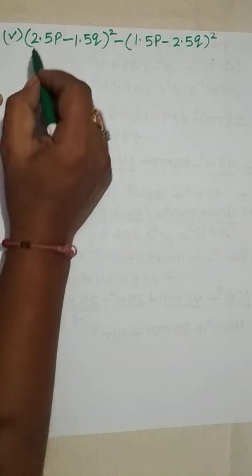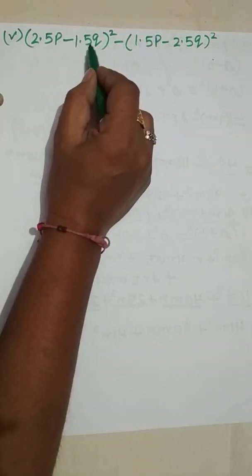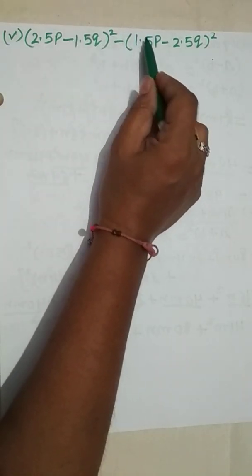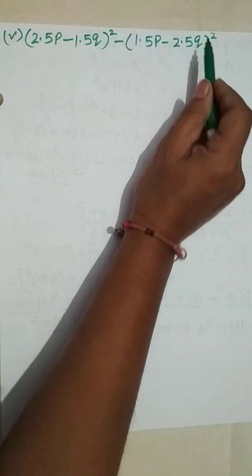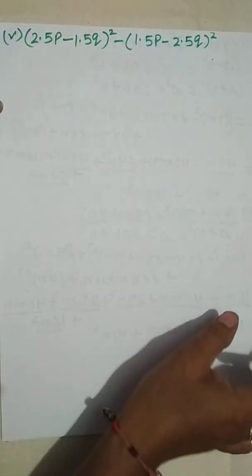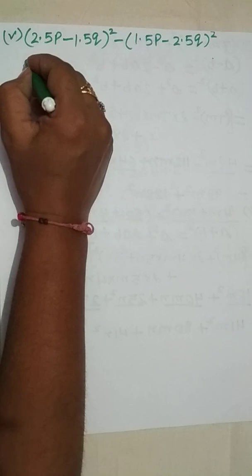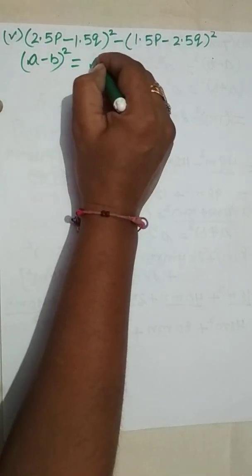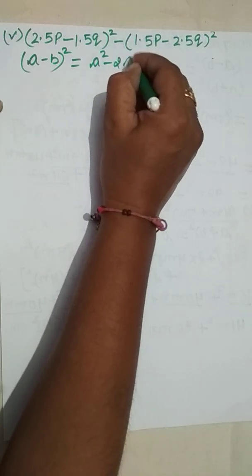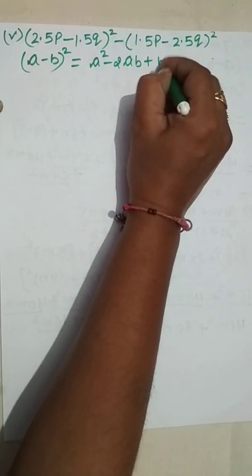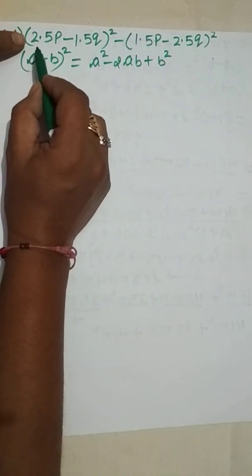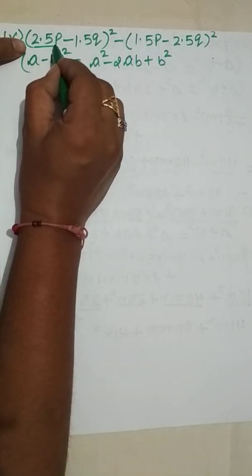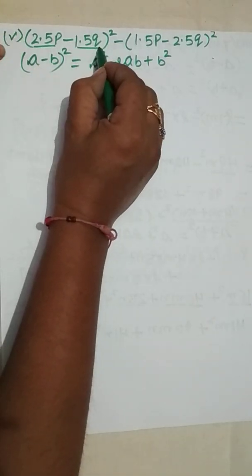Next part is (2.5p minus 1.5q) whole square minus (1.5p minus 2.5q) whole square. In this question there is only one kind, that is (a minus b) whole square, which is equal to a square minus 2ab plus b square. Now here in the first bracket the value of a is 2.5p and b is 1.5q.